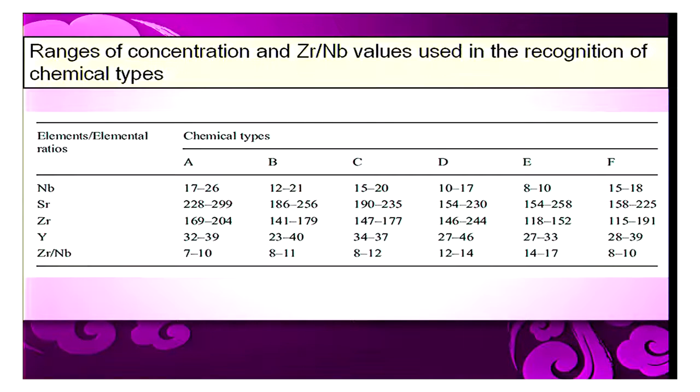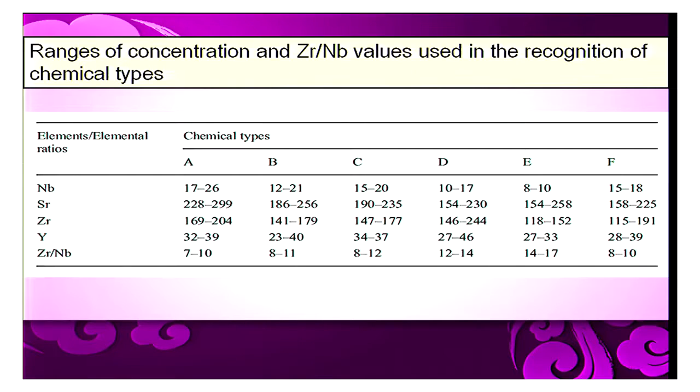Their concentration in a lava flow, or in the chemistry, is very important, and based on these concentrations you can classify and distinguish groups of lava flows into different categories. You can classify them into chemical types, formations, subgroups and groups. These are basically niobium, strontium, zirconium, ytterbium, and the zirconium by niobium ratio, and their ranges are very well defined here.